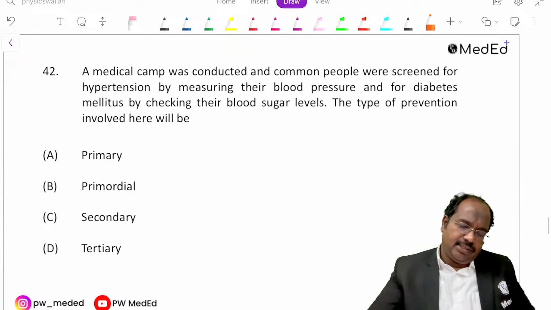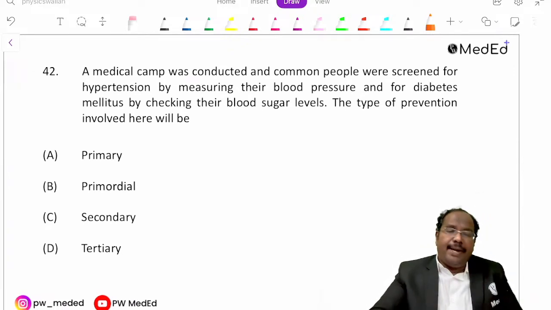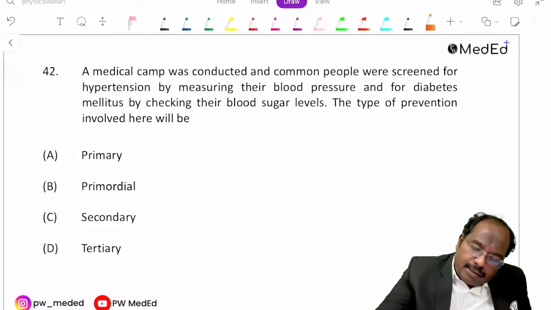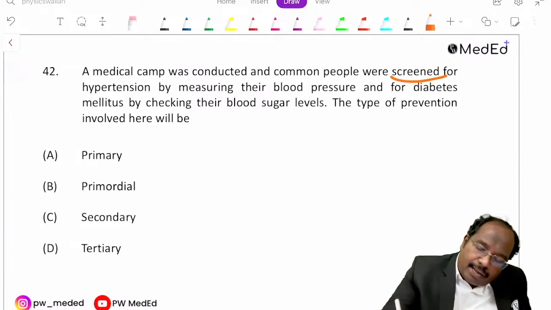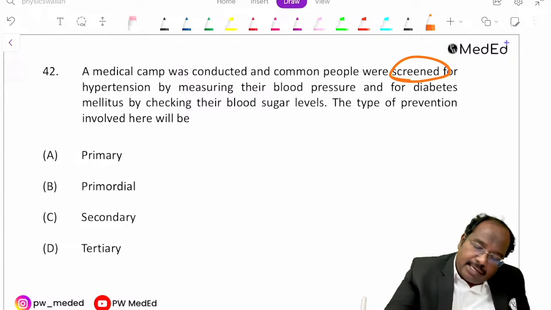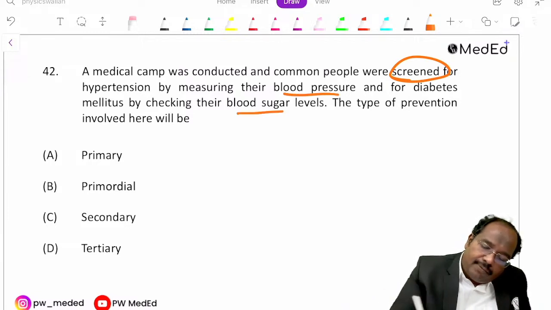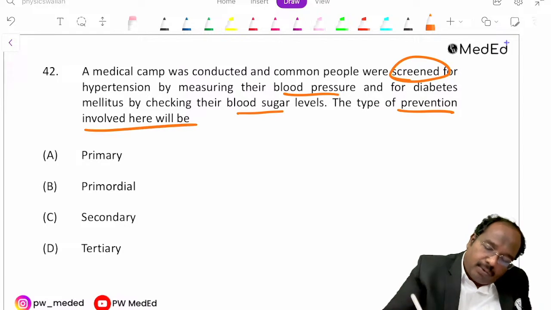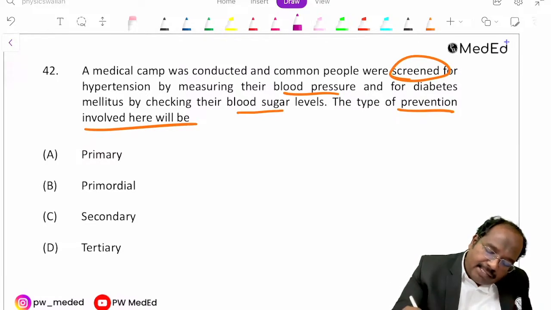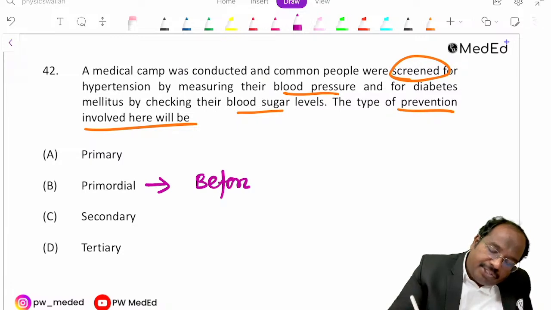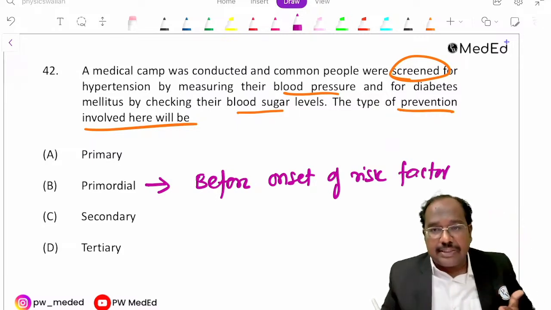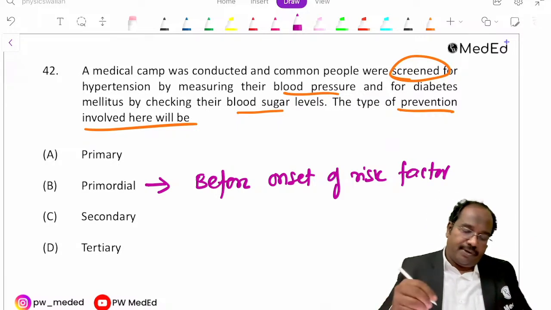Answer this question, guys. A medical camp was conducted among common people and screened for hypertension, checking blood pressure and blood sugar levels. What type of prevention is involved? Let us start. What is primordial prevention? Prevention before the onset of risk factors. If you do prevention before the risk factor itself, it is called primordial prevention.